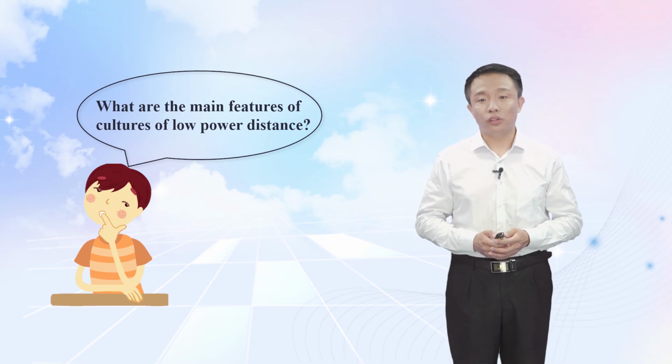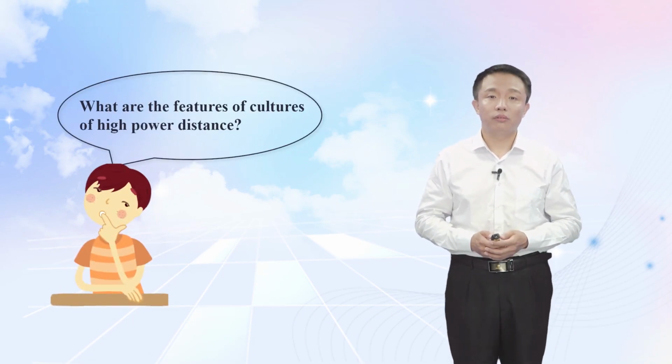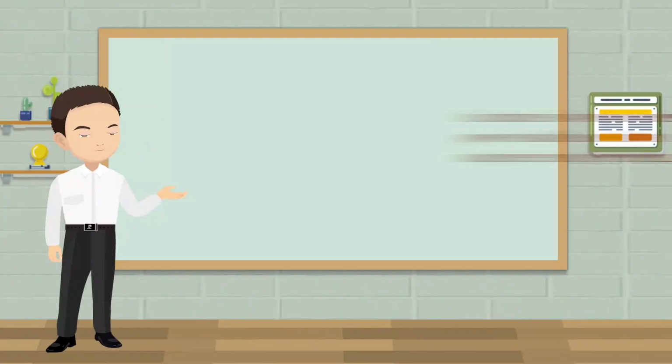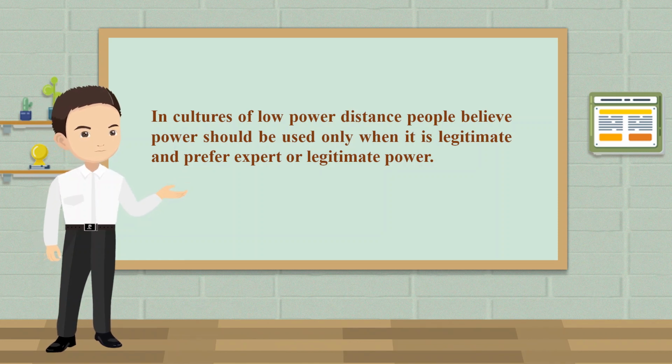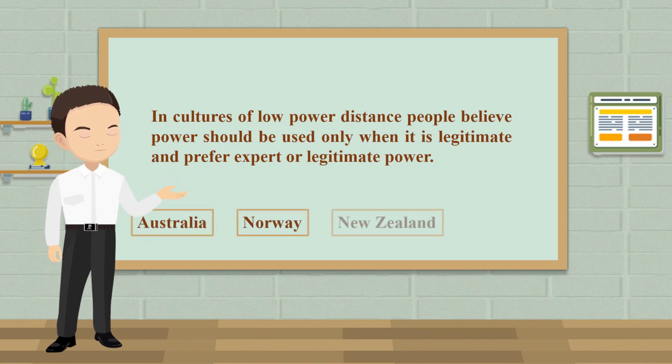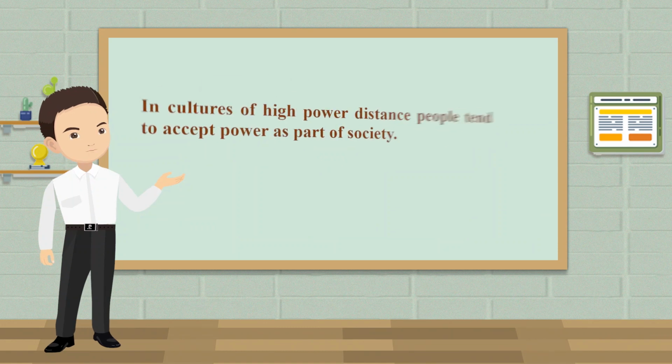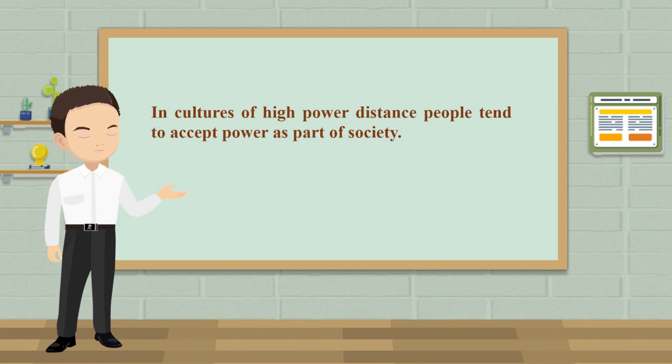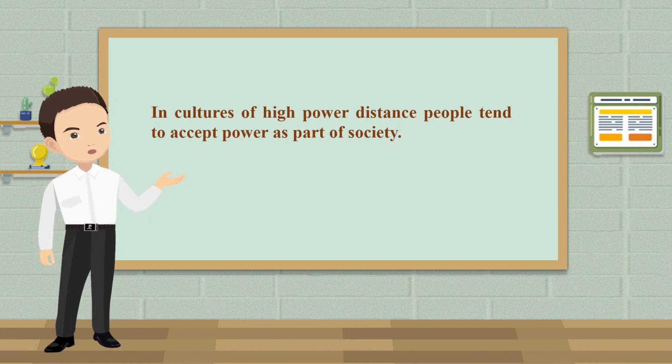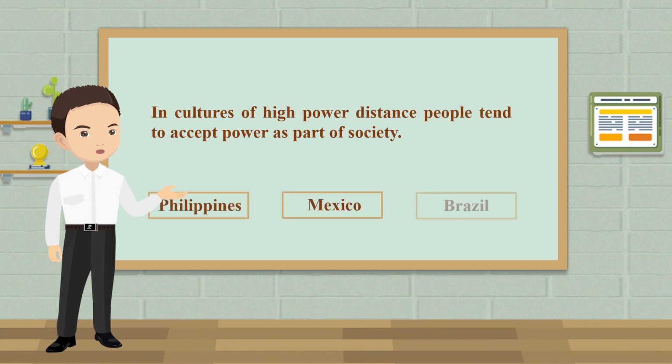What are the main features of cultures of low power distance, and what are the features of cultures of high power distance? In cultures of low power distance, people believe power should be used only when it is legitimate, and prefer expert and legitimate power, such as Australia, Norway, New Zealand, and Austria. In cultures of high power distance, people tend to accept power as part of the society. As a result, superiors consider their subordinates to be different from themselves and vice versa, such as the Philippines, Mexico, and Brazil.